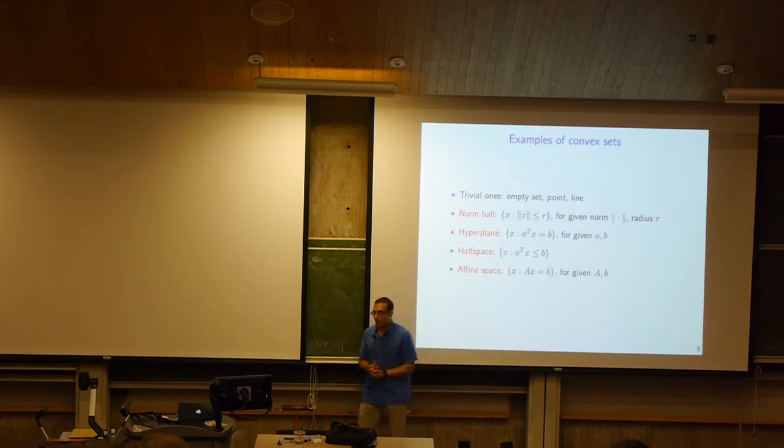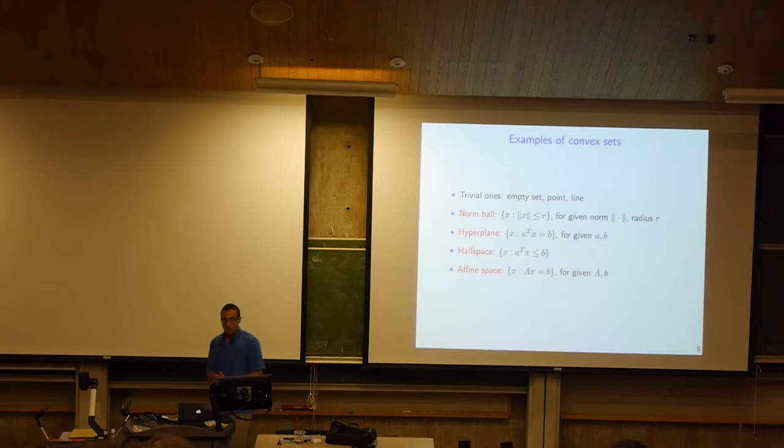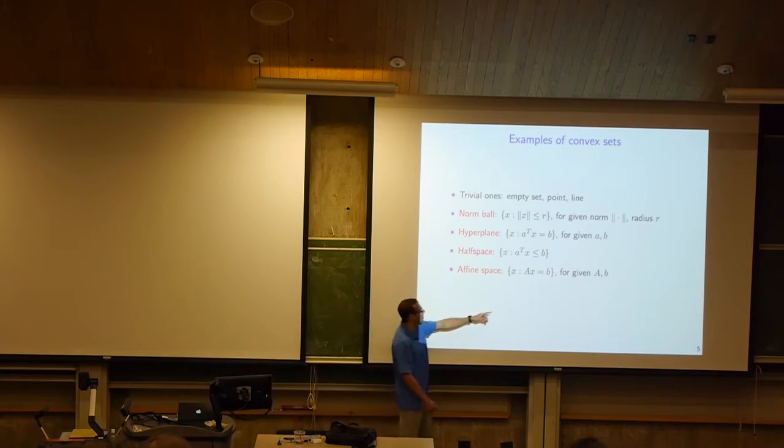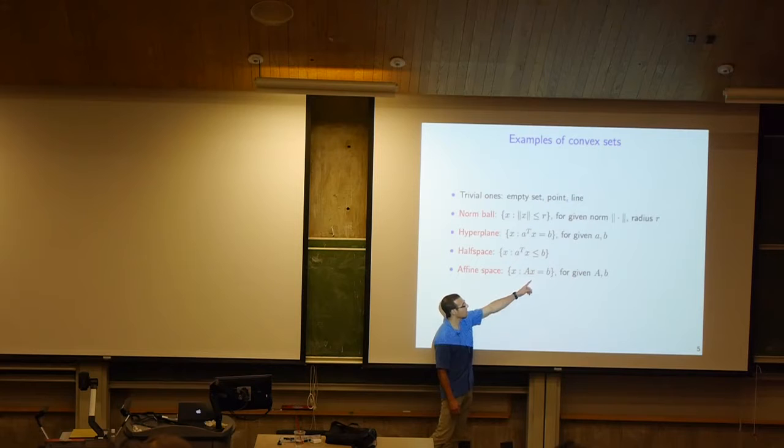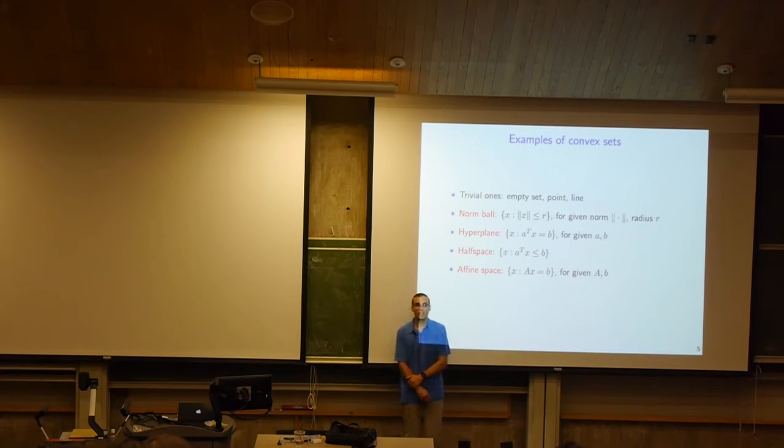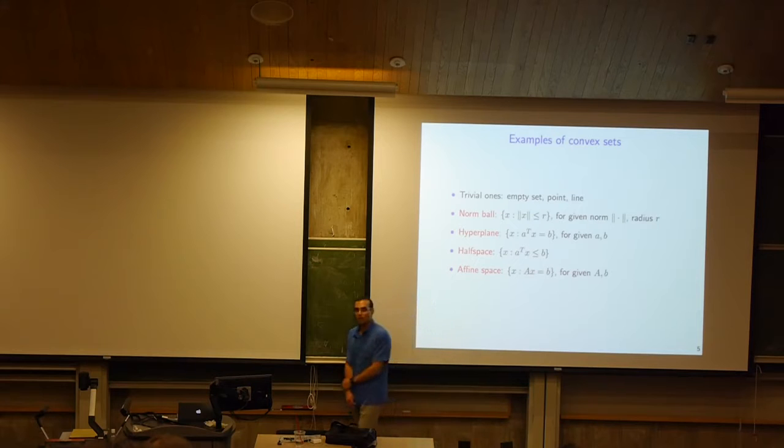And lastly, an affine space is convex. So we can think of an affine space in a couple of ways. Here's one definition of an affine space. It's the set of all solutions to a linear system of equations: a matrix A times x is equal to B for a given matrix and a given vector. Okay, those things are all convex. You can check directly from the definition that they satisfy that sufficient condition for convexity.